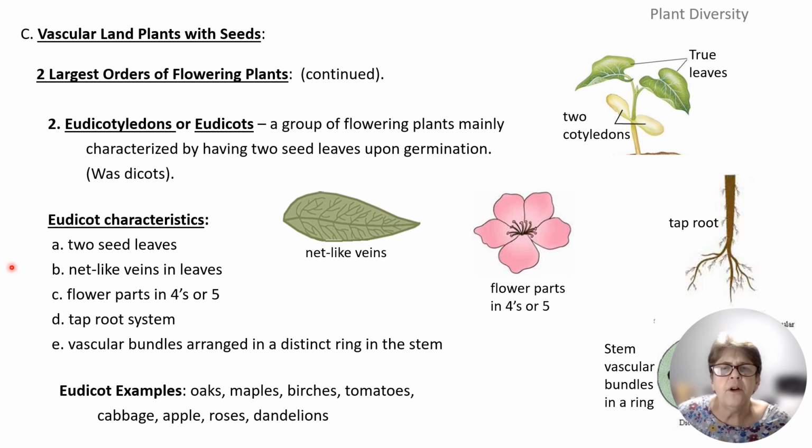The flower parts are in multiples of 4 or 5. So you may have 4 petals or 5 petals, or maybe 8 or 10. They have a taproot system. So it's usually 1 big root in the center. If you've ever pulled up dandelions, then you notice there's 1 big root and then there's little roots coming off of it. The vascular bundles are arranged in a distinct ring in the stem. So eudicot examples are oaks, maples, birches, tomatoes, cabbage, apples, roses, dandelions.